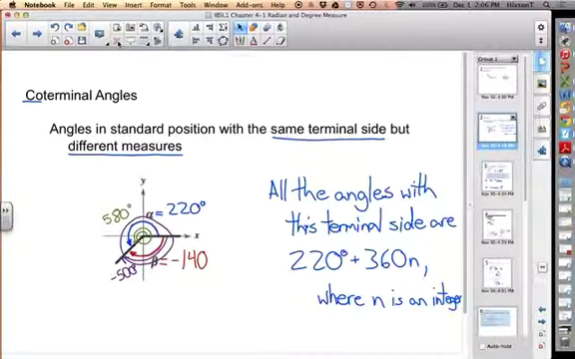Why is 580 so special? Well, it's not special, it's just another coterminal angle. We could add another 360 degrees and get 940 degrees, and that would be a coterminal angle.